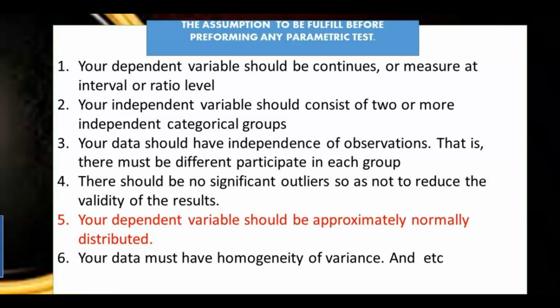3. Your data should have independent observations, that is, there must be different participants in each group. 4. There should be no significant outliers, so as not to reduce the validity of the result. 5. The dependent variable should be approximately normally distributed. Your data must also have homogeneity of variance, and other assumptions, etc.